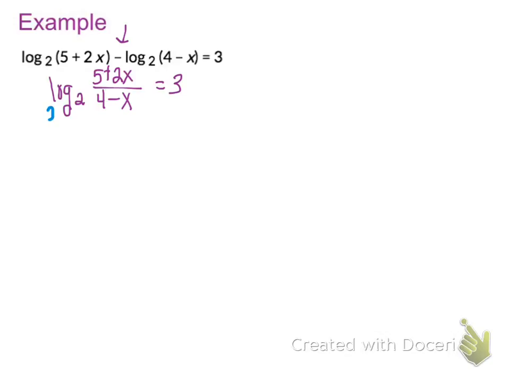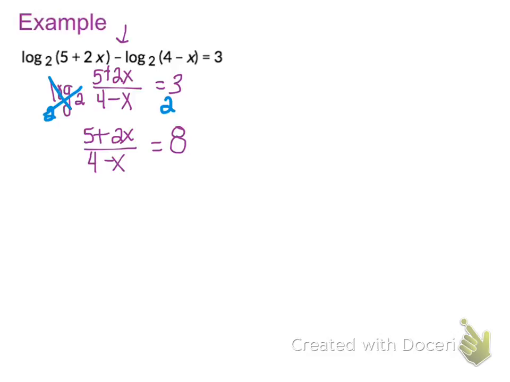So because of my base being 2, I'm going to use 2 to get rid of that. Those are then going to cancel each other out on the left-hand side, leaving me with (5 plus 2x) divided by (4 minus x) equaling 2 to the third power. Or you could say 2 to the third power equals 8. So you can just go ahead and simplify that as is. And that's what I'm going to do right now too, is simplify that. 2 to the third is 8. Now I'm going to continue solving.